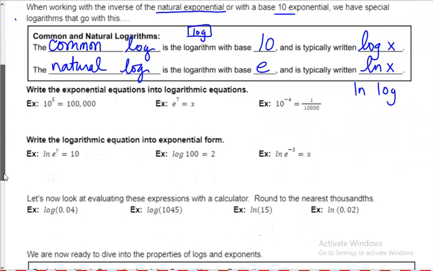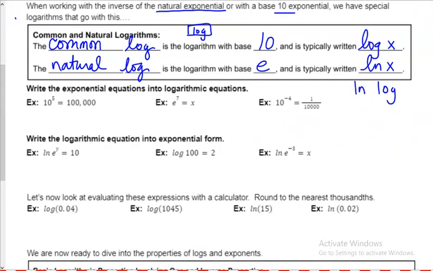All right, so let's practice these exponential equations and taking them into a logarithmic equation. The idea is still the same. I'm still doing log base 10 of 100,000 equals that power, but this time, instead of writing that base 10, I'm not going to write a base.